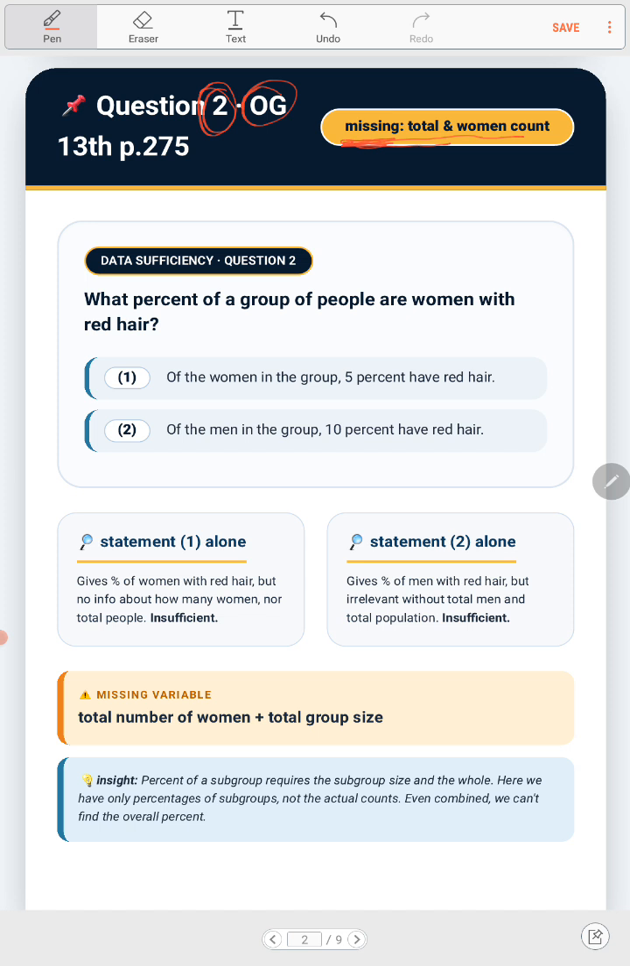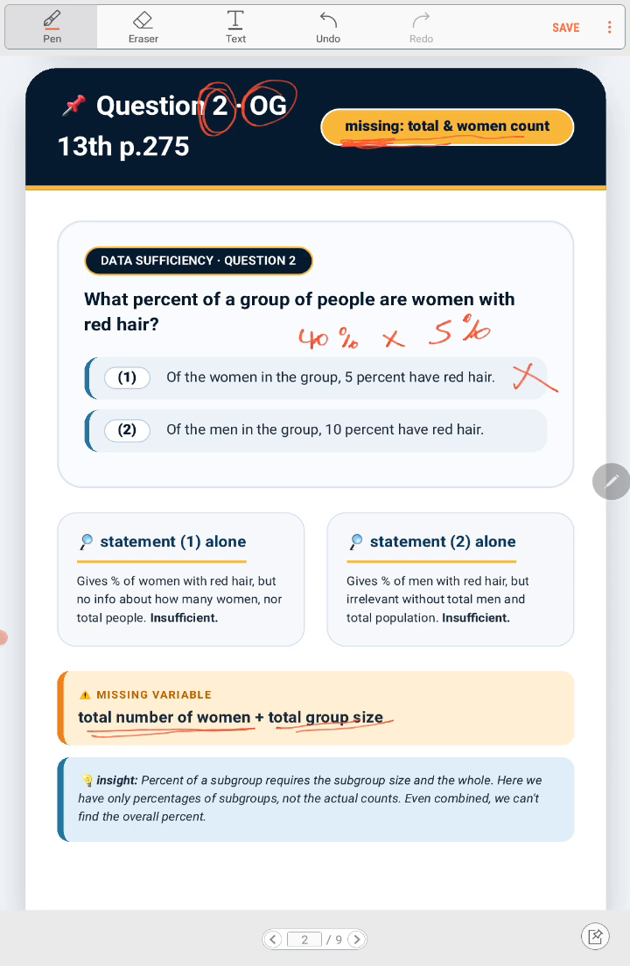What percent of a group of people are women with red hair? Of the women in the group, 5% have red hair. What is missing here? We don't know the percentage of the women. Assuming the women are, let's say, 40%, then it would be 40% times 5%. So something is missing here. The total number of women and the total group size are both missing. So this is not sufficient.